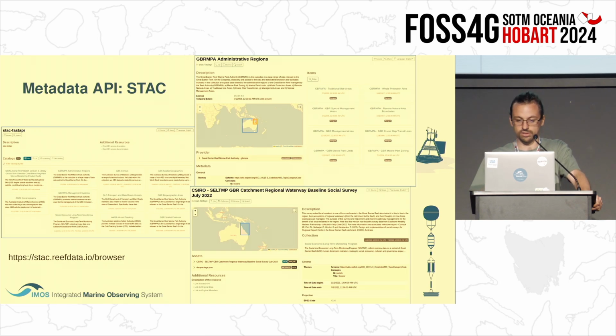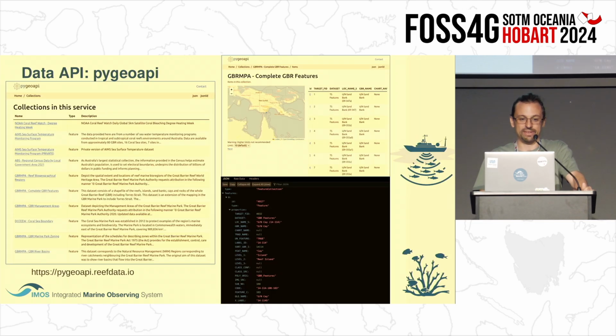So we have a few components of the system. I'm not going to go into great details about them, but we have a metadata API based on STAC, the Spatial Temporal Asset Catalog. If you don't know what it is, I'm sure you'll hear lots about it during this conference. We have a data API that's based on PyGAPI, which is an open source implementation of the OGC standards. We're publishing features and coverages for tabular and raster datasets.